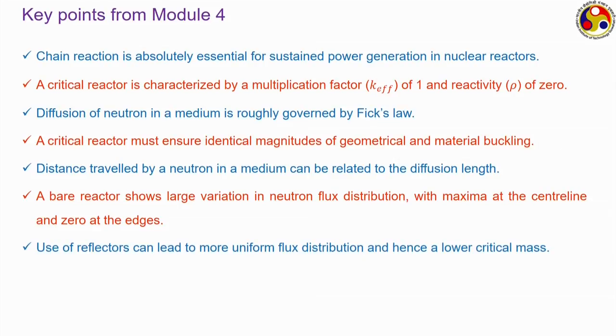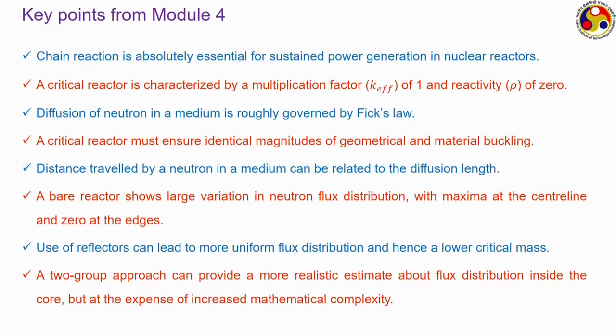And then we have analyzed reactors with reflectors, and it was found that the use of reflectors can lead to a more uniform flux distribution and hence offers a lower critical mass. So, this is the fourth module where we have discussed the chain reaction, and now you have a much clearer idea about the possible neutron flux distribution that we may encounter in a particular reactor. And once we have the complete information about this flux distribution, how to utilize it in calculating the power rating of the reactor.